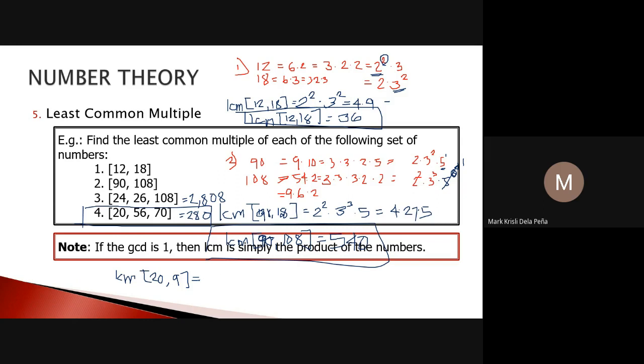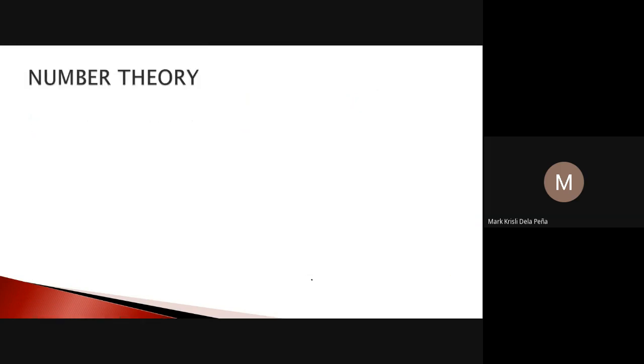To prove that, 20 has 2 squared times 5, that's 4 times 5. 9 has 3 squared or 9. Now, they don't share the same common factor, so that's 2 squared times 5 times 3 squared, or just 4 times 5 times 9, or 20 times 9, which is 180. That's how we solve for the least common multiple.